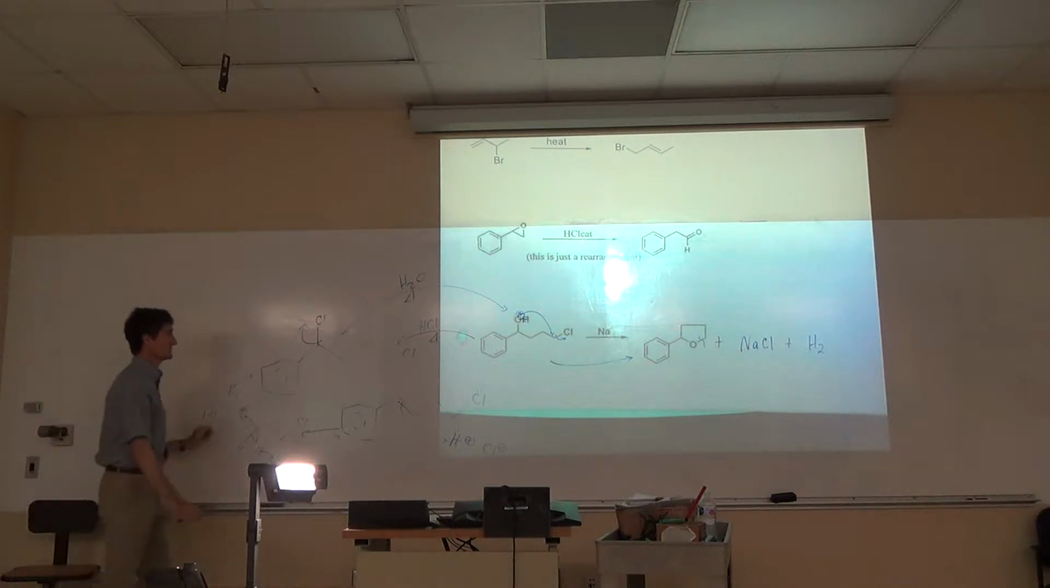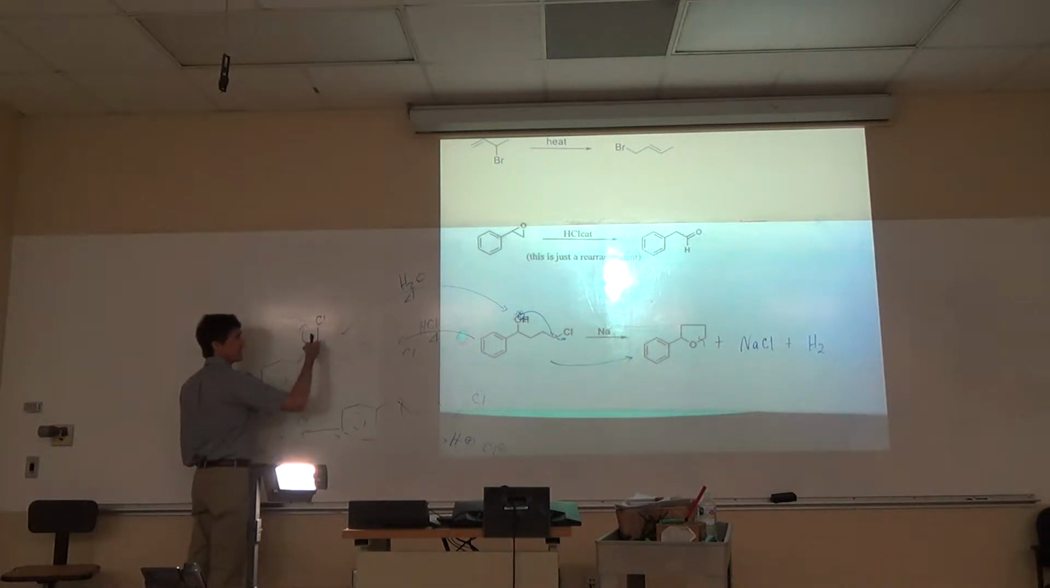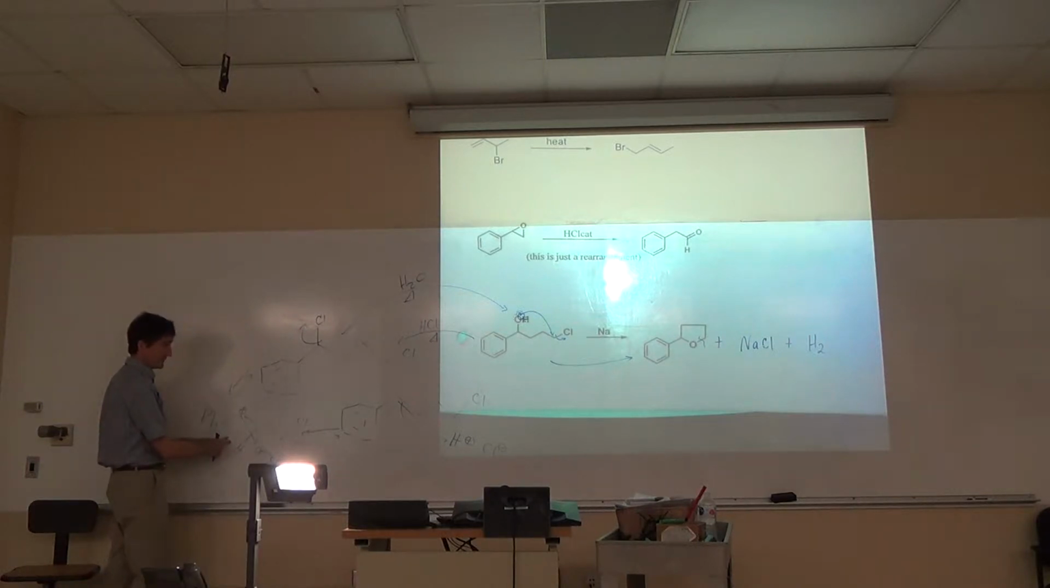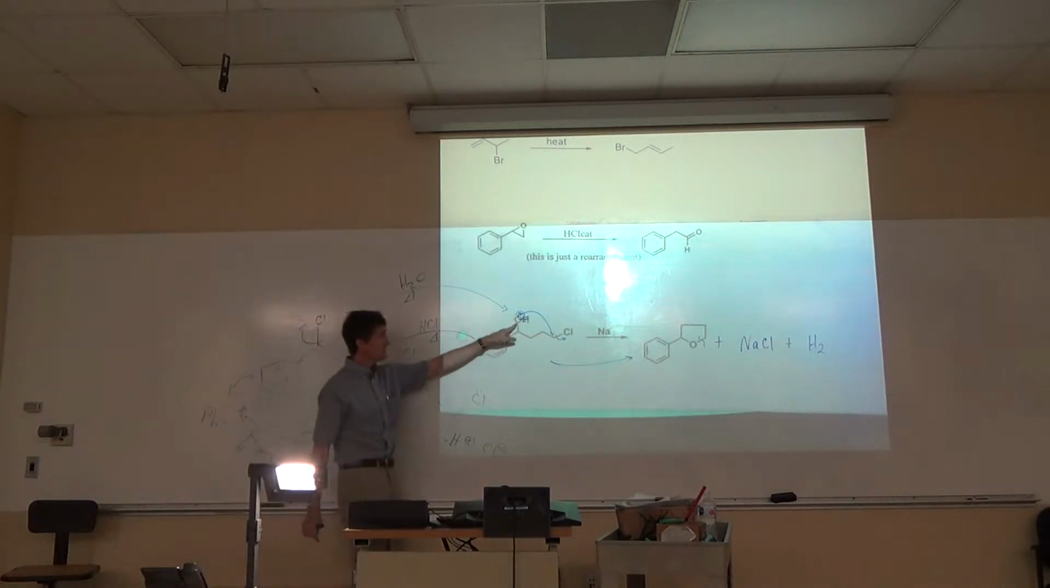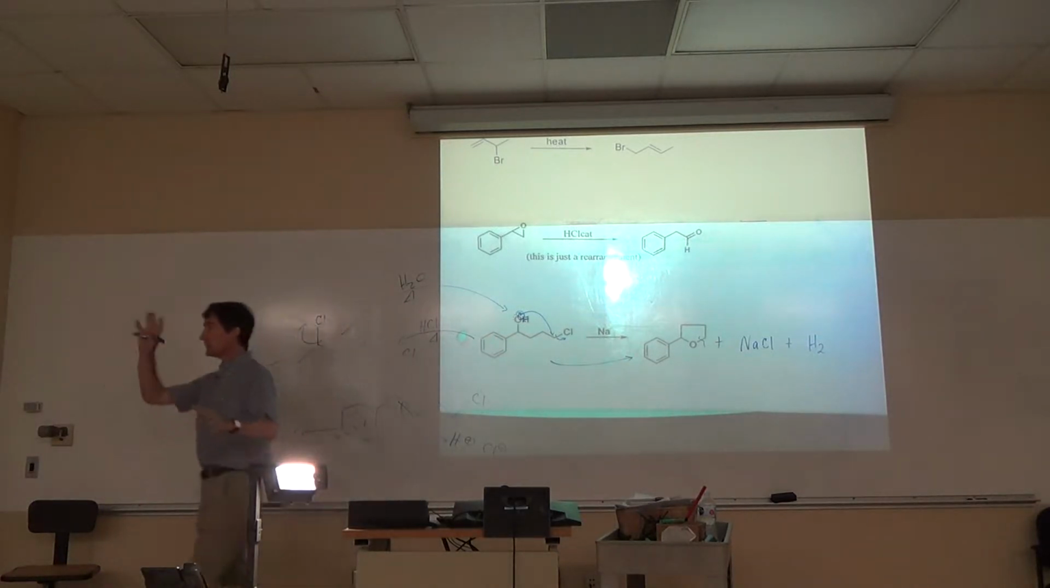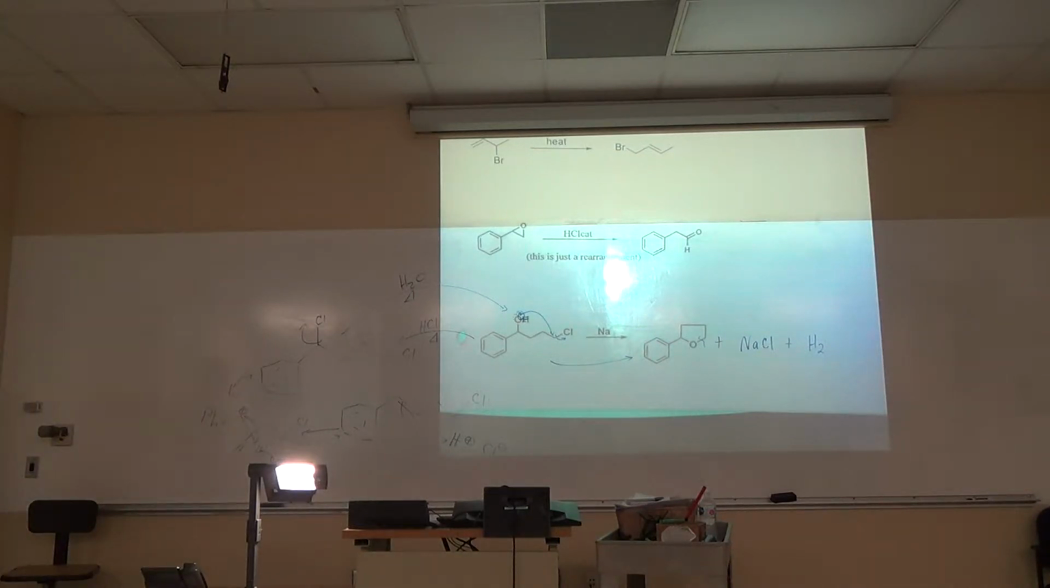By what mechanism? What will it do? I got it right here. It's going to form this. And then what can attack the cation? Water. Attack the cation, and then you lose an H. It can all go back and forth, depending on what you want. It's all carbocation chemistry. Nucleophiles. Designing your synthesis.